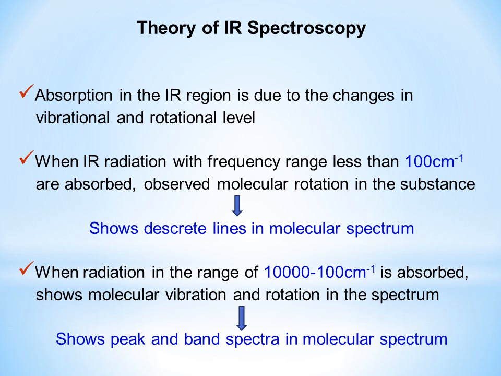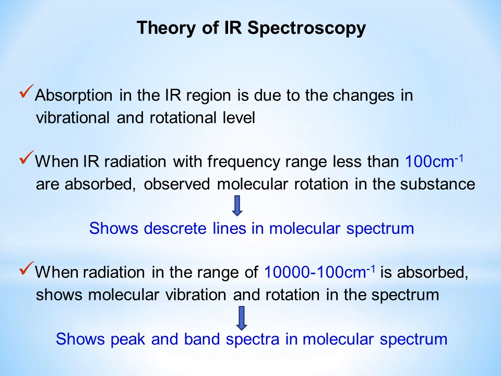Absorption in the IR region is due to changes in vibrational and rotational levels. When IR radiation with frequency range less than 100 cm inverse is absorbed, we can observe molecular rotation in the substance that shows discrete lines in a molecular spectrum. That means in an IR spectrum, wherever there are only rotational changes, we can see only lines. That means we can get only line spectra.